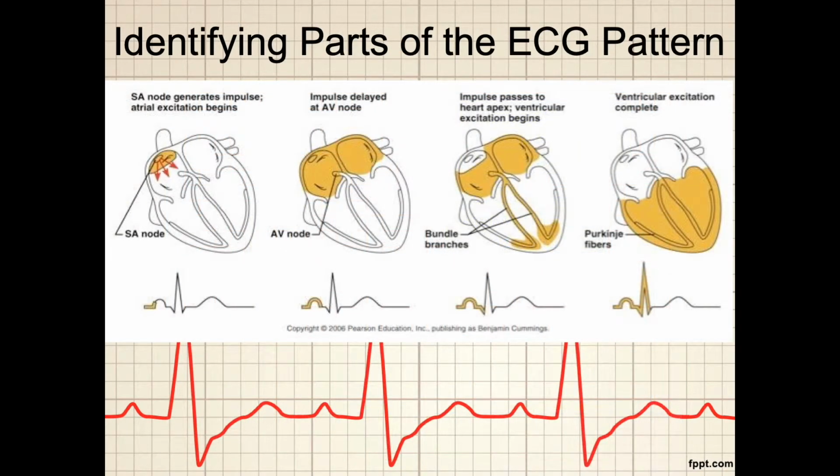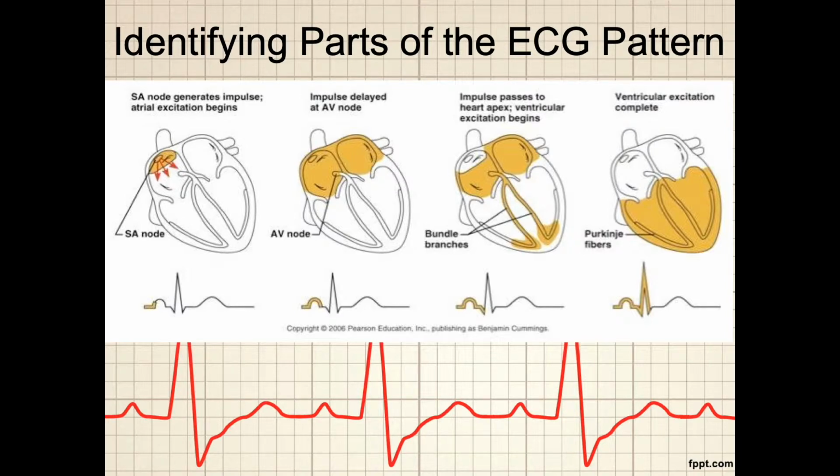You might ask yourself, how do these parts correspond to what's going on in the heart? How does this graph represent what's going on in the heart? Well, as the SA node generates an impulse and atrial excitation begins, this is represented in the beginning, or the upslope, of the P wave. Now, that impulse goes through the atria where it completely depolarizes the atria. This is the P wave. And as that impulse is delayed at the AV node, there is a little pause called the PR interval.